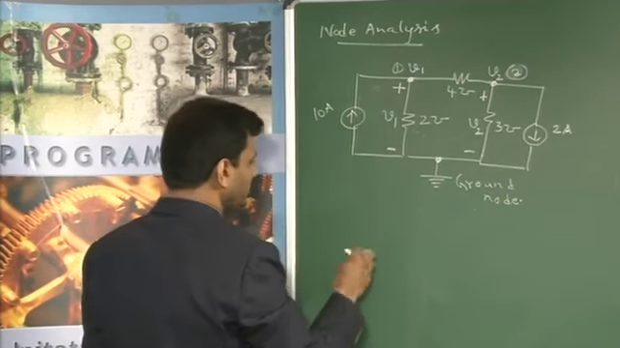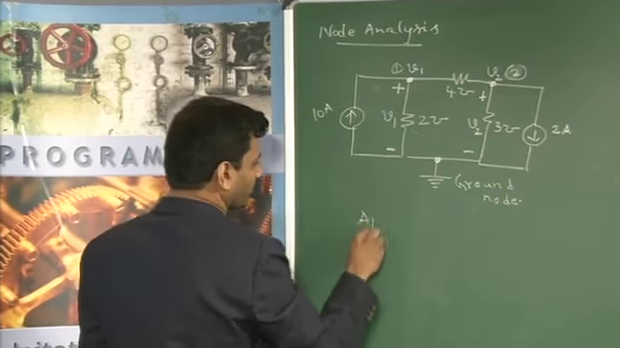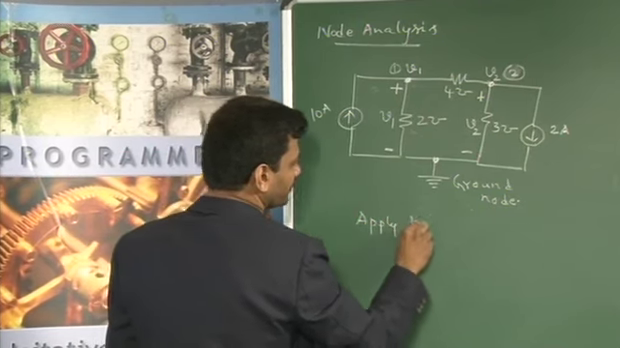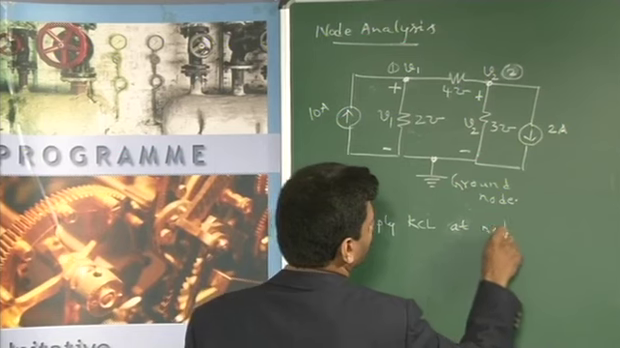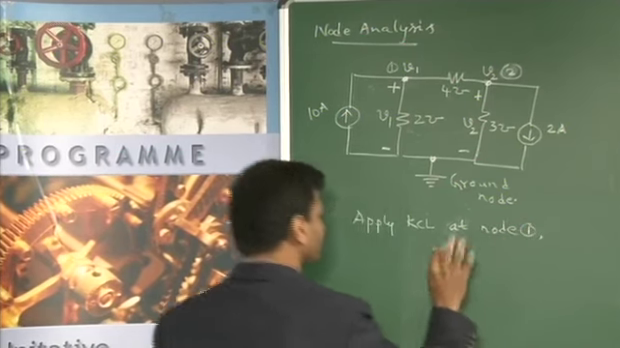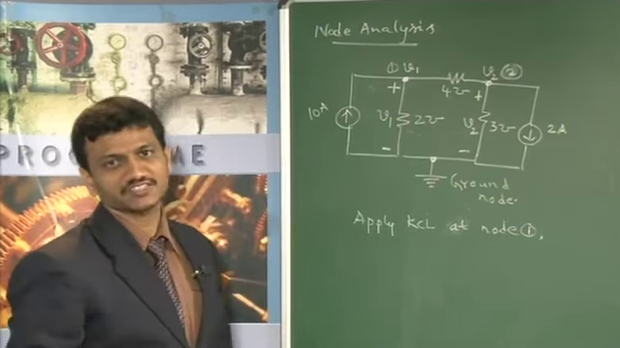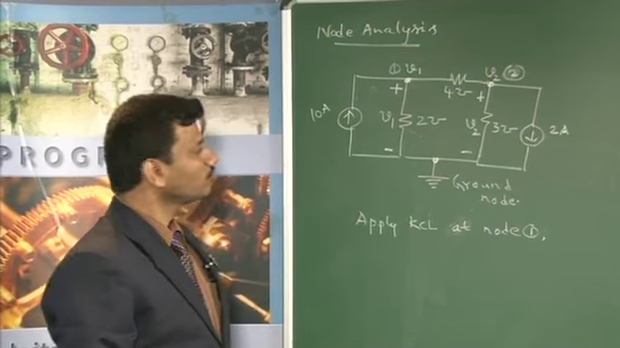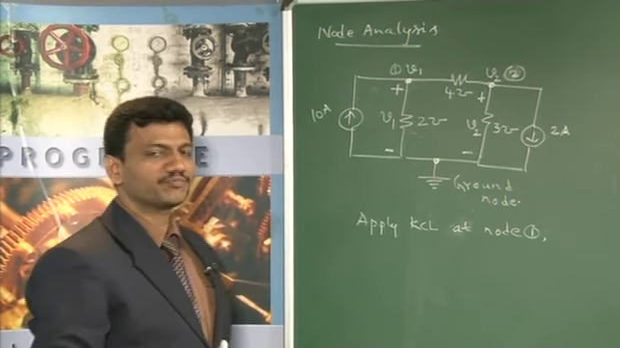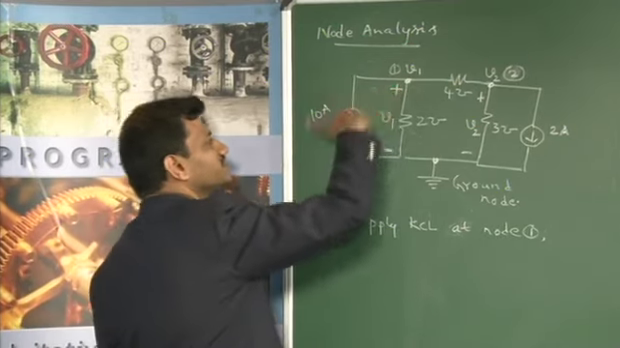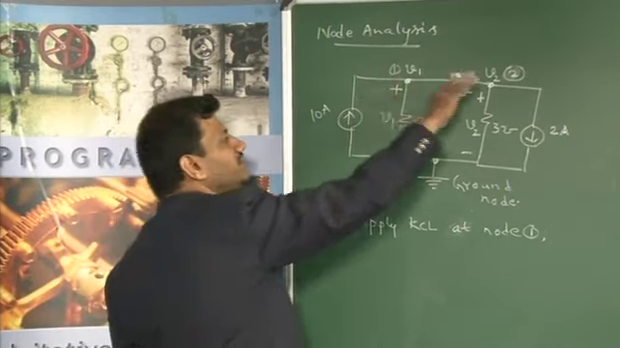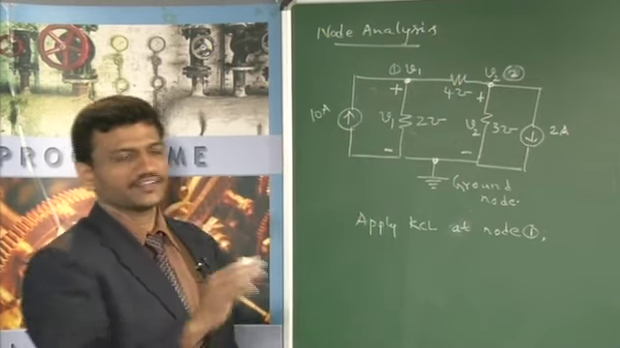So let us start from node 1 and apply KCL at node 1. Let us strictly follow the statement of KCL that we discussed in the very first class. The algebraic sum of branch currents that leave a node is equal to 0. So we will only consider the leaving currents at a node.